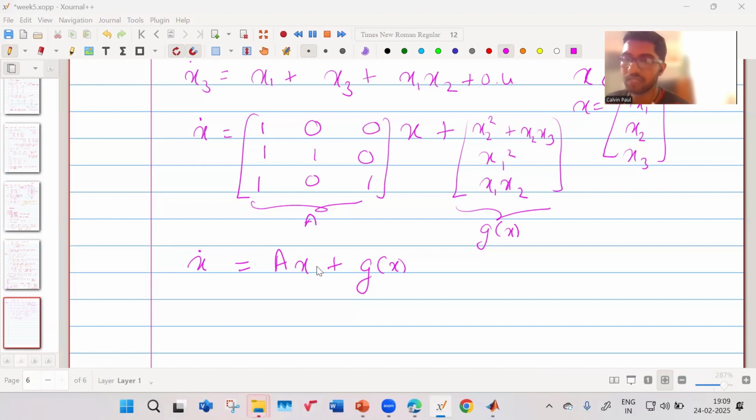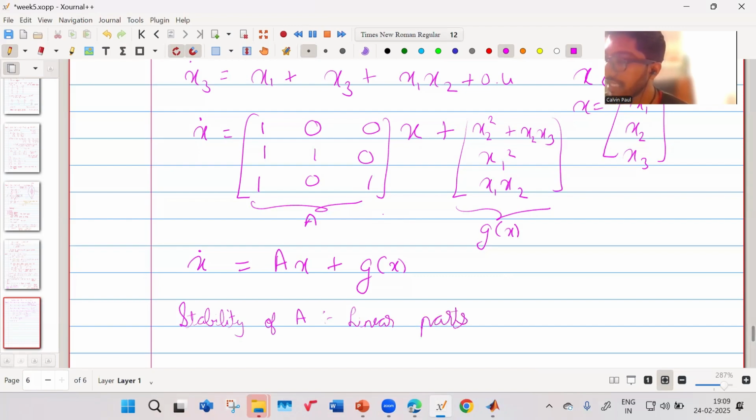If it is stable, we are happy. If it is unstable, we can't do anything. Okay, so now this is our A matrix. Can you find out the eigenvalues of this A matrix? So what are its eigenvalues?